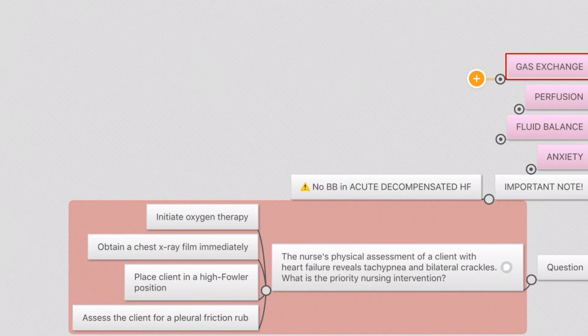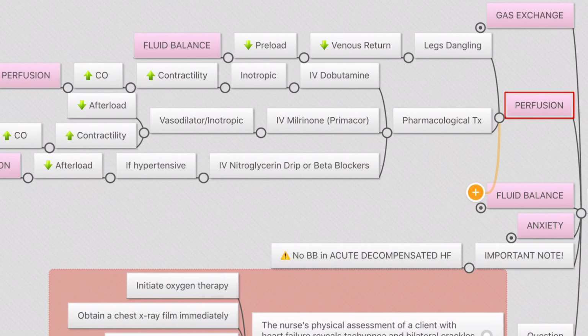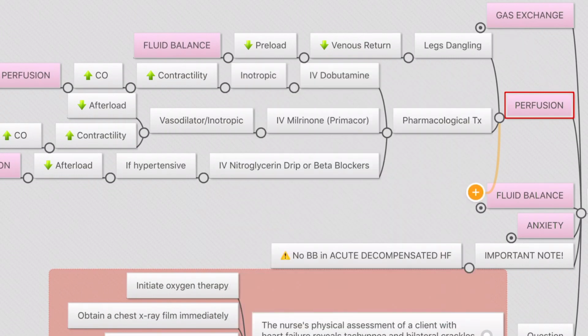Move on to perfusion. Now, how do you help a patient with a perfusion issue? One thing you can do is sit the patient up on the edge of the bed and dangle their feet. By dangling their feet, you help to decrease venous return, and that will decrease preload. So that's going to help slow down the venous return to the heart.